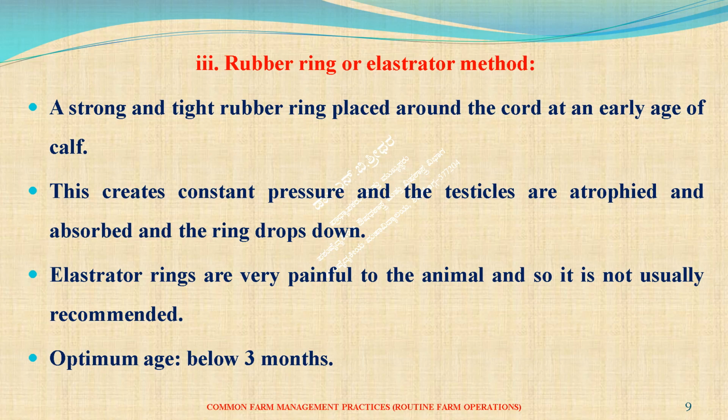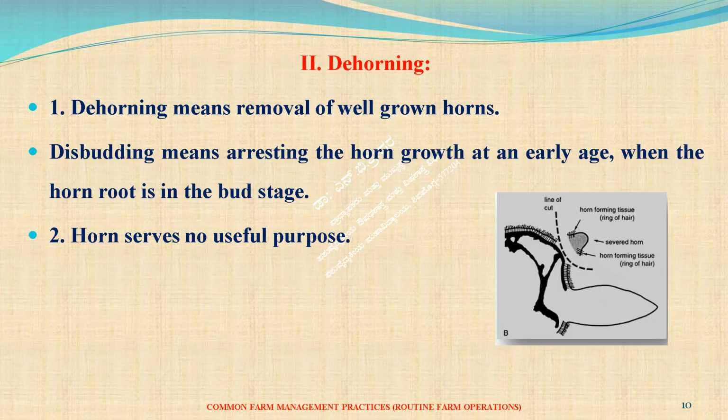Of course, all these techniques should be used below 3 months of age. Then another method is called dehorning. Dehorning means removal of well-grown horns. So disbudding means arresting the horn growth at an early age when the horn root is in the bud stage.